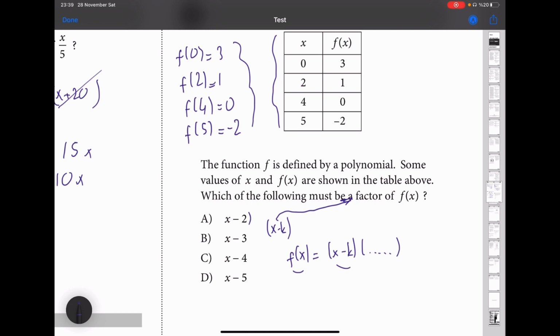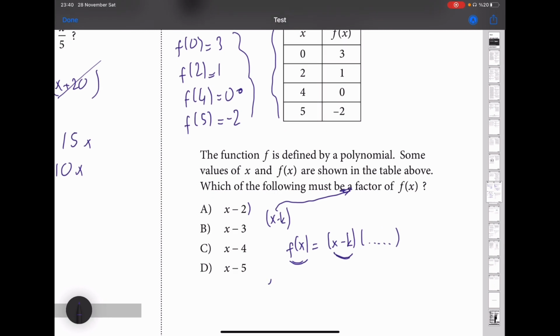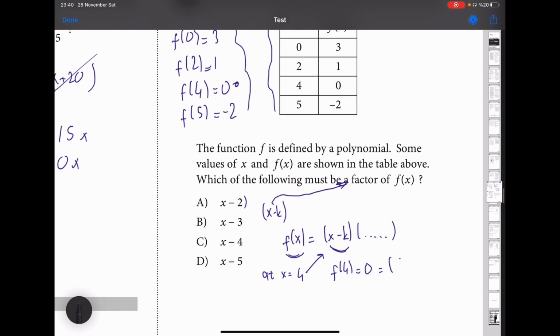The only thing that comes to my mind is this, because when we are sure that x minus k is 0, we can be sure that f of x is 0, right? So at x equals 4, f of 4 equals 0 equals these things, 4 minus k times something. So k must be 4, right? Because if this thing is 0, we do not have to worry about this part at all. So k is 4, so the answer is x minus 4.